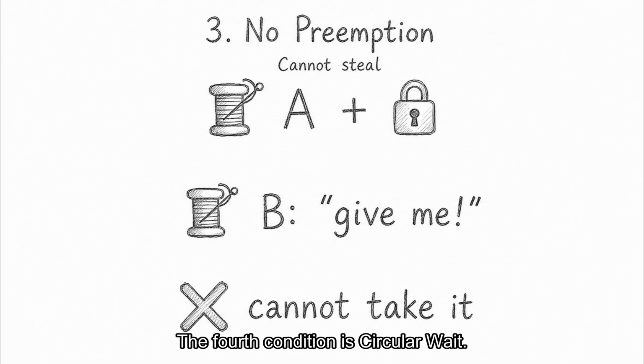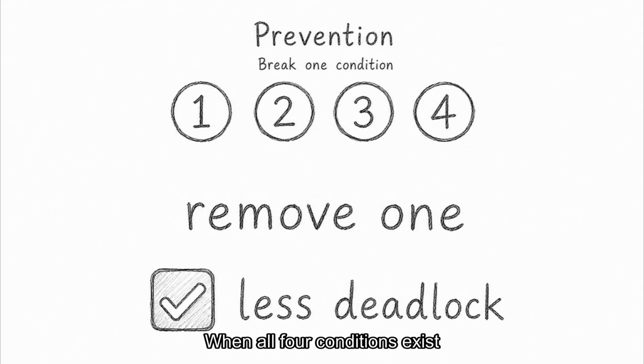The fourth condition is circular wait. It means that tasks are waiting for each other in a circular structure. For example, thread A is waiting for thread B. Thread B is also waiting for thread A. And that's the simplest circular wait. So the four conditions are mutual exclusion, hold and wait, no preemption, and circular wait. When all four conditions exist at the same time, deadlock can happen. So to reduce deadlock, we need to break at least one of them.